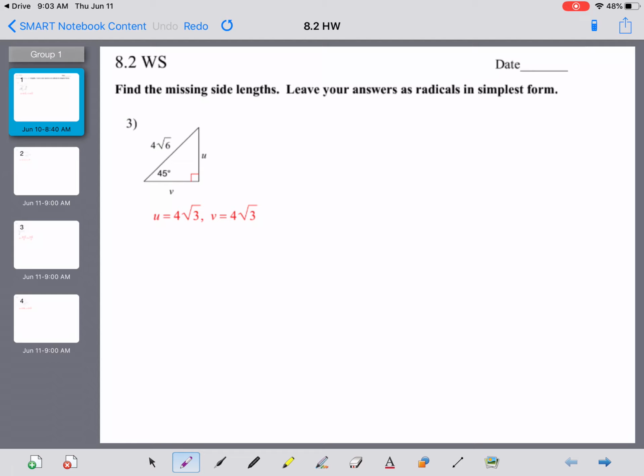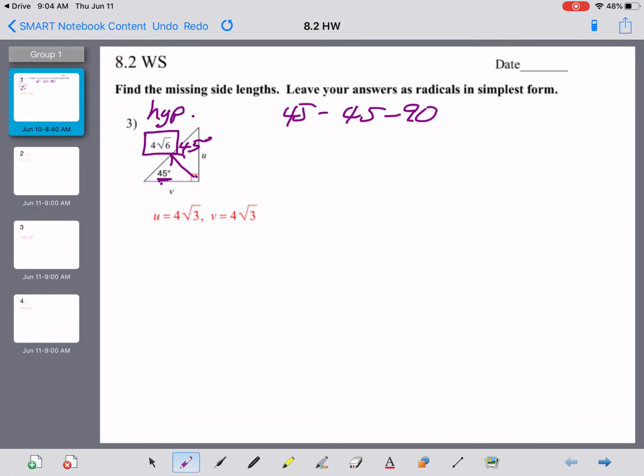Directions here are to find the missing side lengths, leave our answers in simple radical form. So the first thing we want to do is recognize what kind of triangle it is that we're dealing with. Well, here I see a right angle in the corner there and a 45. As soon as you match up 2 of the 3 angles, 45 and 90, you know you got what you're looking for. This one has to be 45 as well, so this is a 45, 45, 90 right triangle. And in this right triangle, the side we were given right over here, 4 root 6, is across from the right angle, so that's the hypotenuse.